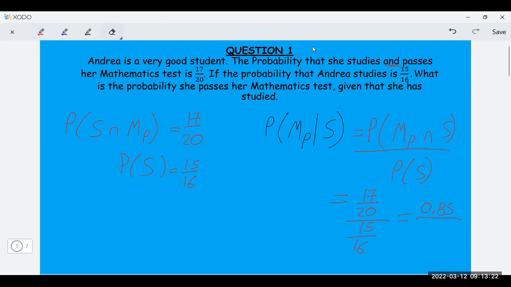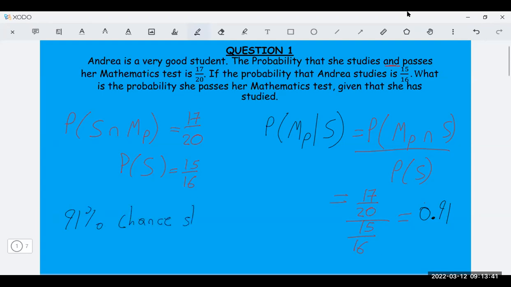Put that in the calculator for me, Jamie. That's too much to work out here. But 0.91. 0.91? Yes, 0.91. So in other words, there is a 91% chance she will pass her math test given she studies.